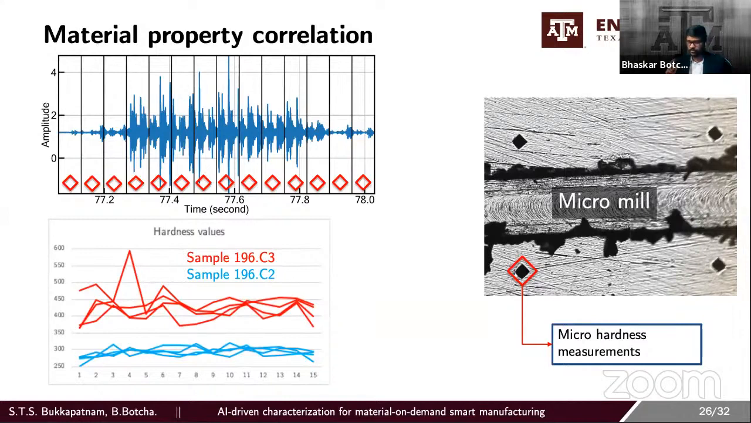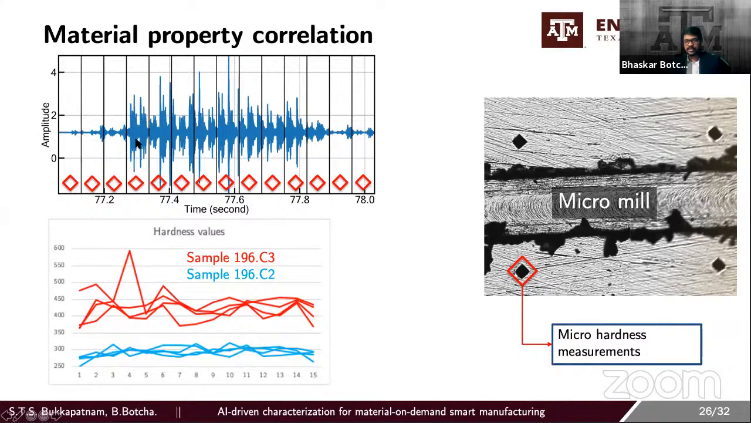So whenever we have such a proper difference in terms of hardness values for 196C2 and 196C3, we could identify that whenever we extract the features, the energy values would be very different, and we could get a really good classification accuracy. So the next step would be, now we can classify what sample it is just from looking at the sensor signals. But the next step is, can I actually predict my hardness values?